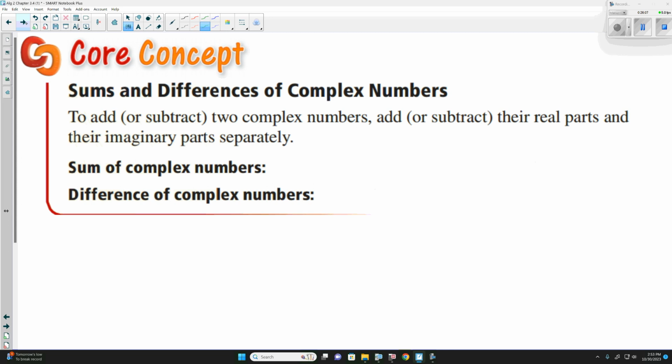All right. Sum and difference of complex numbers. To add or subtract two complex numbers, add or subtract their real parts and their imaginary parts separately, and put them in the form of a plus bi.